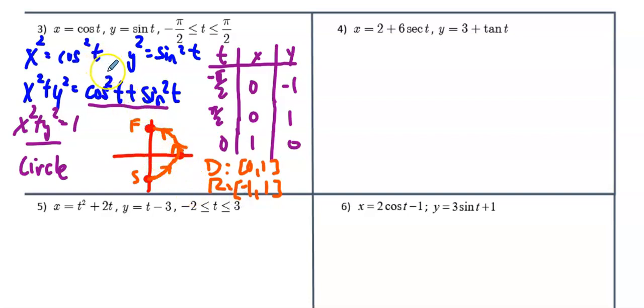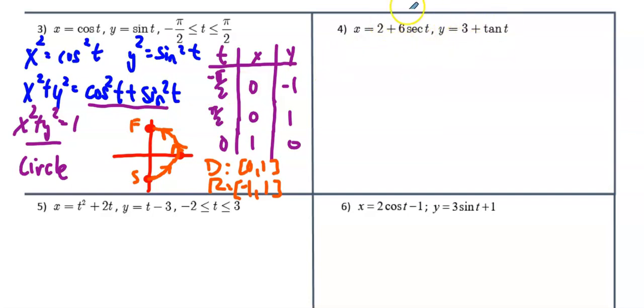So that's the first strategy, first example that we want to do. So you want to square cosine, square sine, and then start figuring out how to interact these things together. And so, oh yeah, x squared plus y squared equals 1. That's awesome. So let's look at something like number 4.